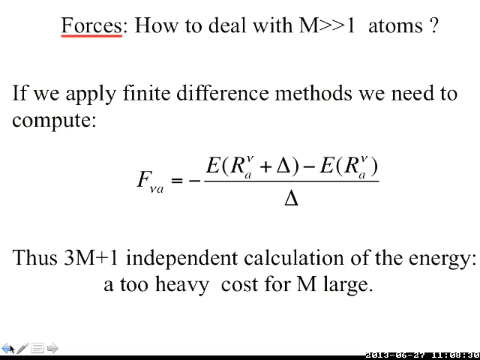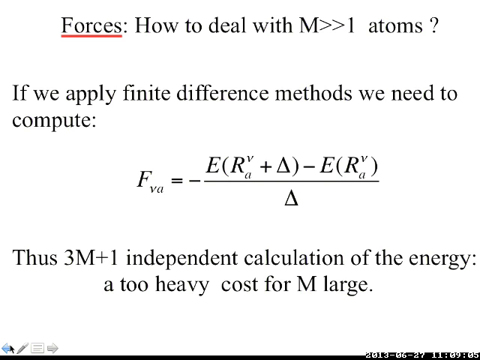Then the other problem, if we want to do molecular dynamics, is how to calculate forces. We know that with quantum Monte Carlo we can compute the energy as a function of the position of the atoms. And suppose that you have many atoms, not only beryllium, which contains 2 atoms. If you do the straightforward approach, you have to compute 3m energy differences, and this becomes prohibitive very quickly.